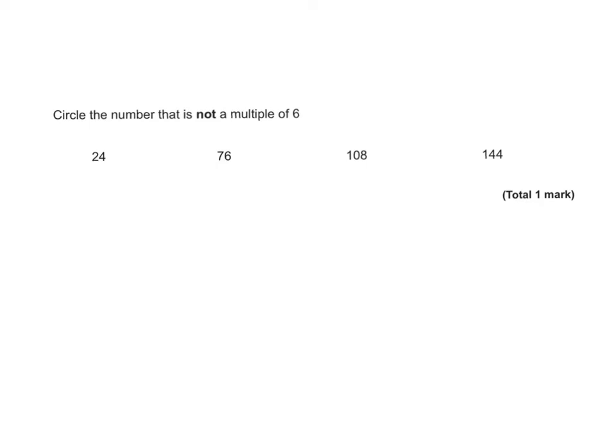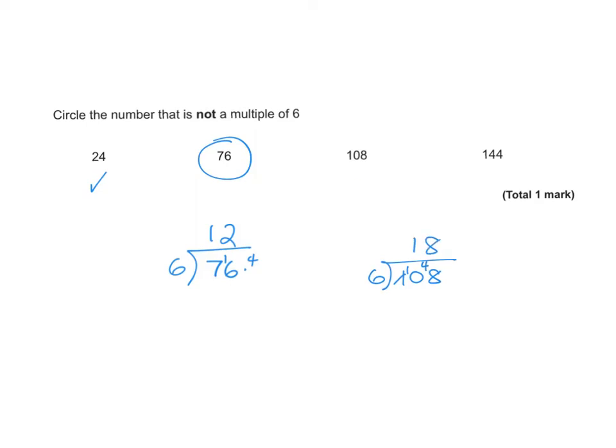So when I look at this question, I think straight away, well, I know that 24 is a multiple of 6. I don't know the other numbers, they're bigger than the 12 times table, so I don't know off the top of my head whether they are multiples of 6. So I'm going to do the divisions that we practiced before. That one has a remainder, so that is not a multiple of 6. I'm going to double check the other two just because I want to make sure that I've not made a mistake. And yep, that is a multiple of 6. It's 6 times 18.